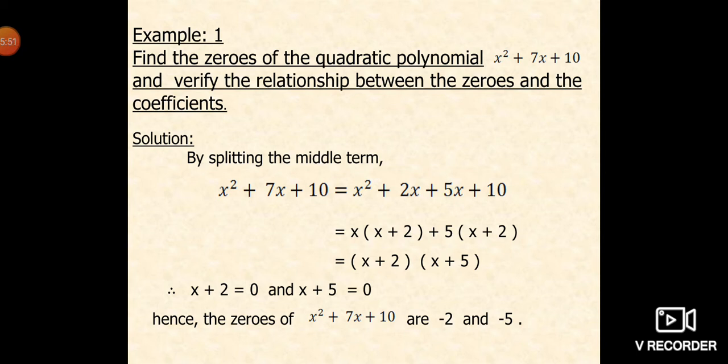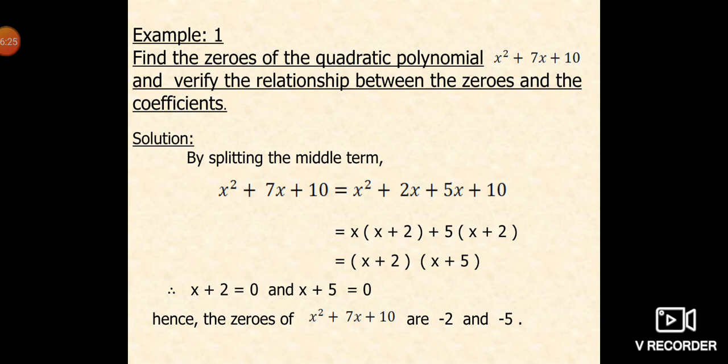By splitting the middle term, x square plus 7x plus 10 is your question. The middle term 7x is the sum and 10 is the product, that is 10 means 5 into 2, 7x means 2x plus 5x. So we can split x square plus 2x plus 5x plus 10. Again the first two terms we are grouping together, taking the common factor x outside, x into bracket x plus 2, plus third and fourth, 5 is a common factor, 5 outside into x plus 2. So from these two expressions x plus 2 is common, x plus 2 into x plus 5.